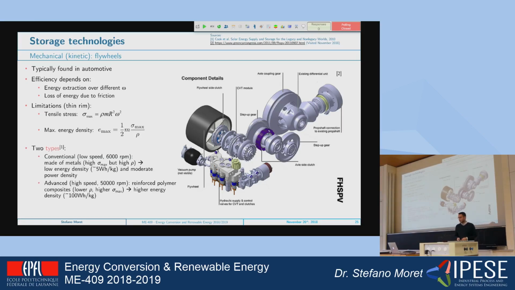And so basically we have two types of flywheels again. One is the most standard ones, which are basically made of metal or steel and so on. So they have a high tensile stress, but they also have a high density. So they are a bit limited in terms of rotational speed and so on. Or you have new technologies, let's say advanced flywheels, which use polymers, reinforced polymer composites, which can couple a very high sigma in terms of tensile stress that they can stand to a low density, so they can achieve higher rotational speed.